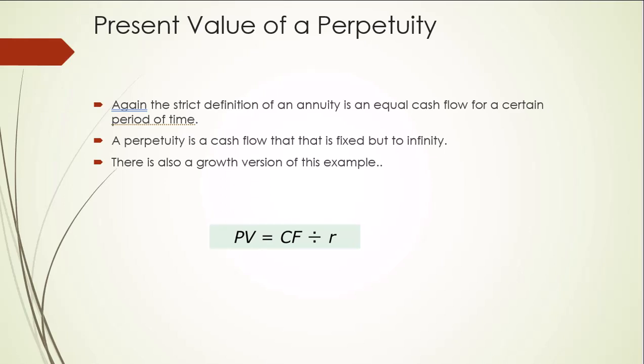Now, the first question we have is, well, I need to know the period. So, how many years do I put in for annuity? The answer is you don't need that for the formula. It's a very simple formula. You just take the cash flow and you divide the cash flow by interest. There's also a growth version of this, but this is how we calculate the present value of a perpetuity.